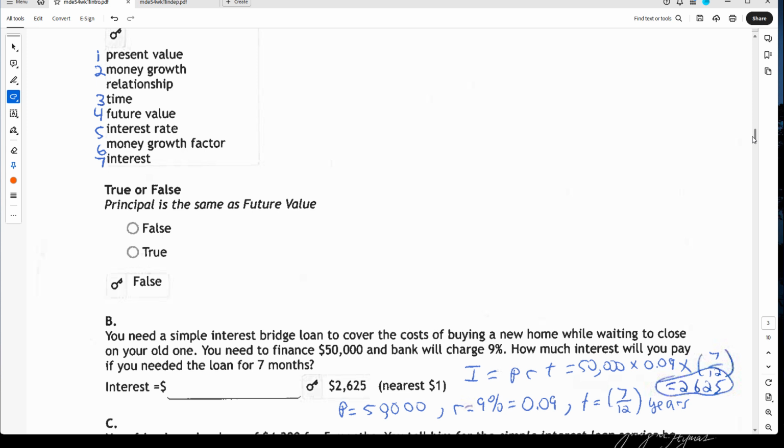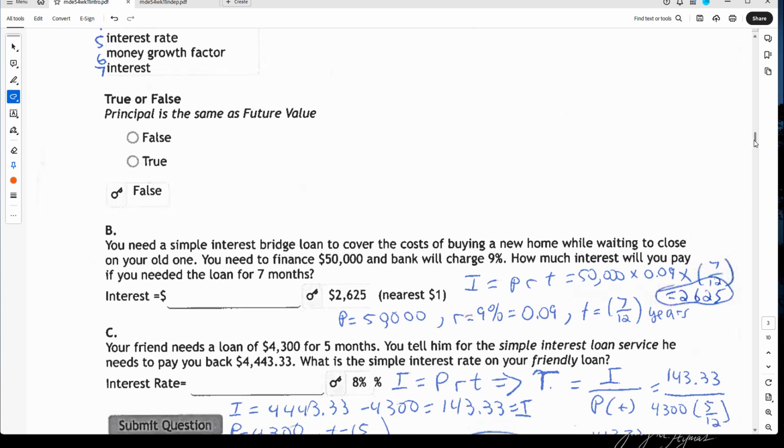Principal is the same as future value. They are not the same. That's a false statement.